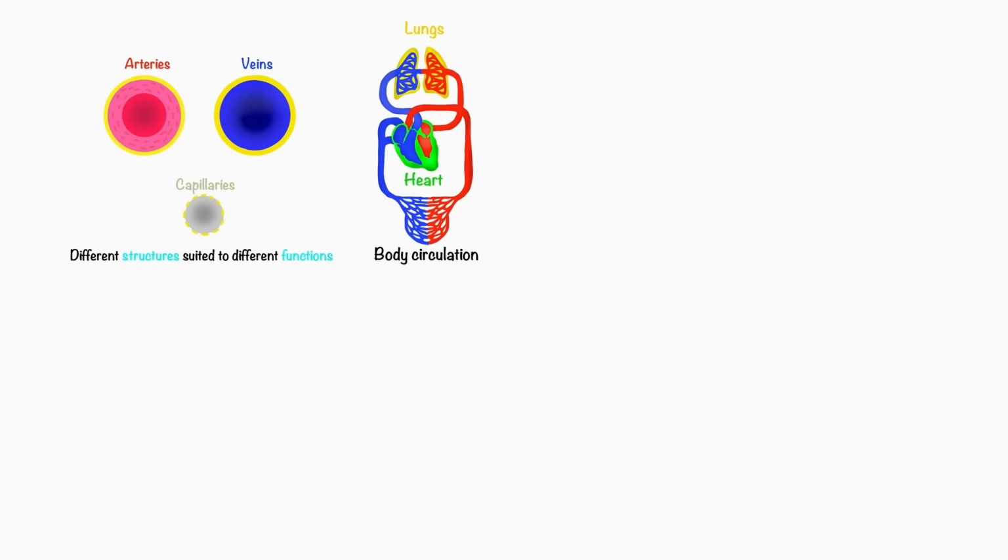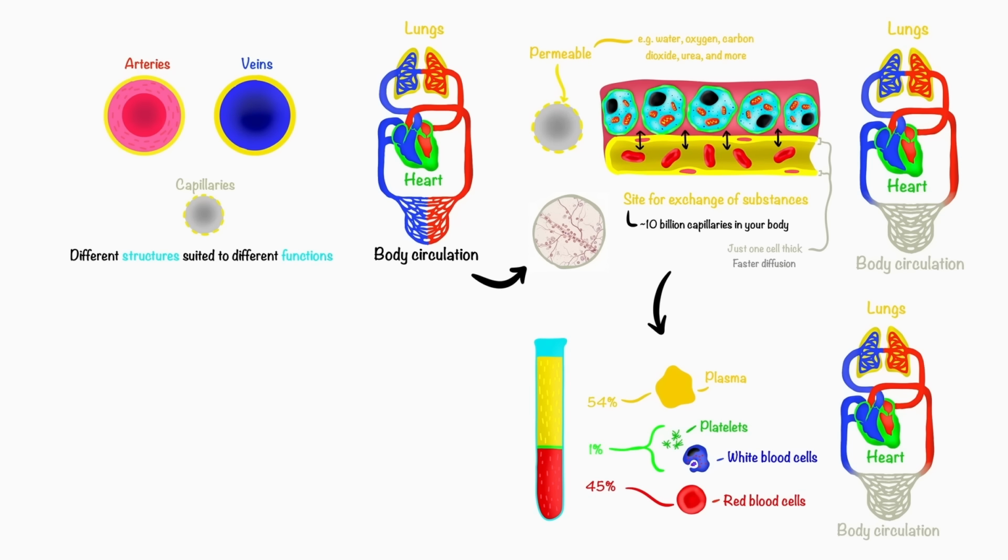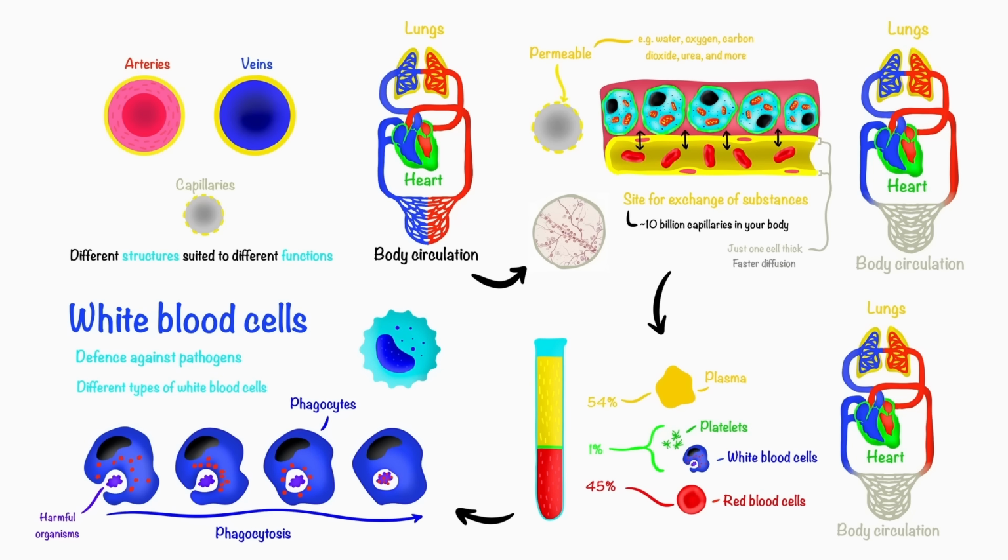In this lesson, we'll begin by exploring the three types of blood vessels and their specialized structures, then examine how these vessels work together to form a complete circuit, look at the components of blood and their specific functions, and finally see how blood transports substances and defends the body against disease.